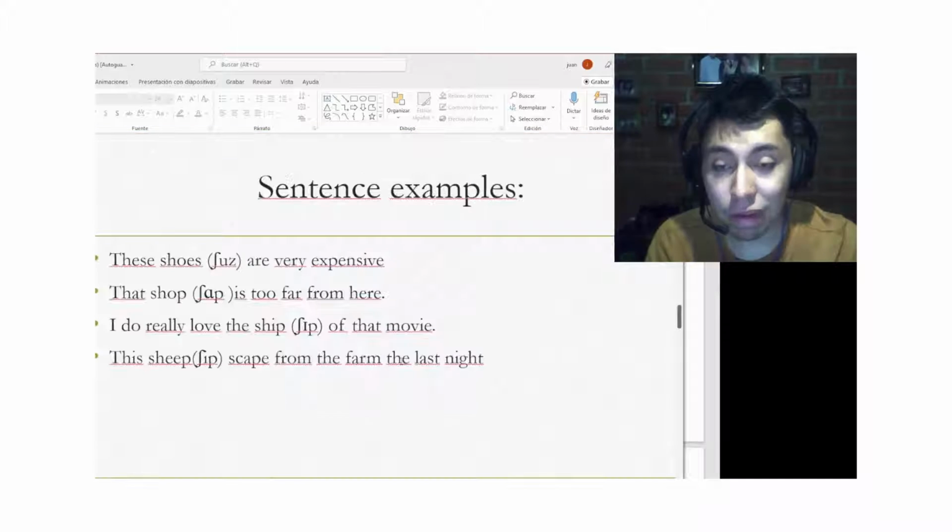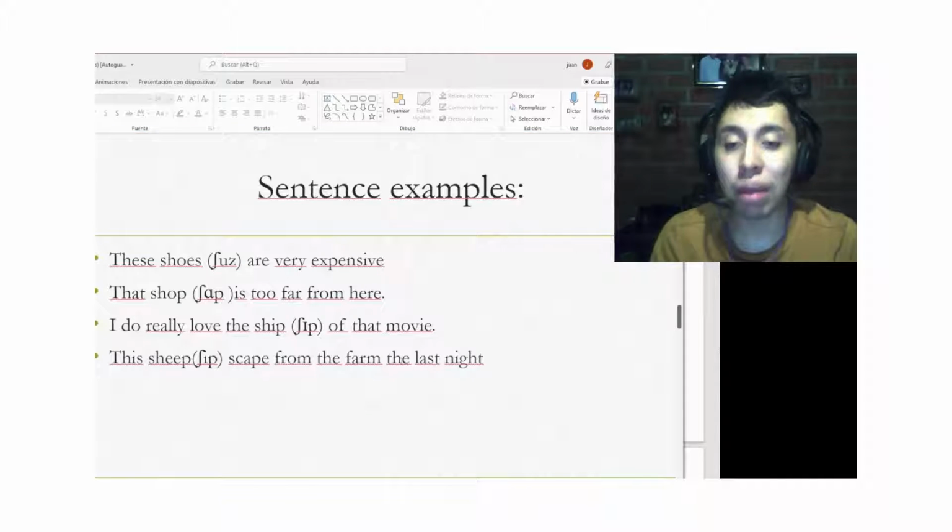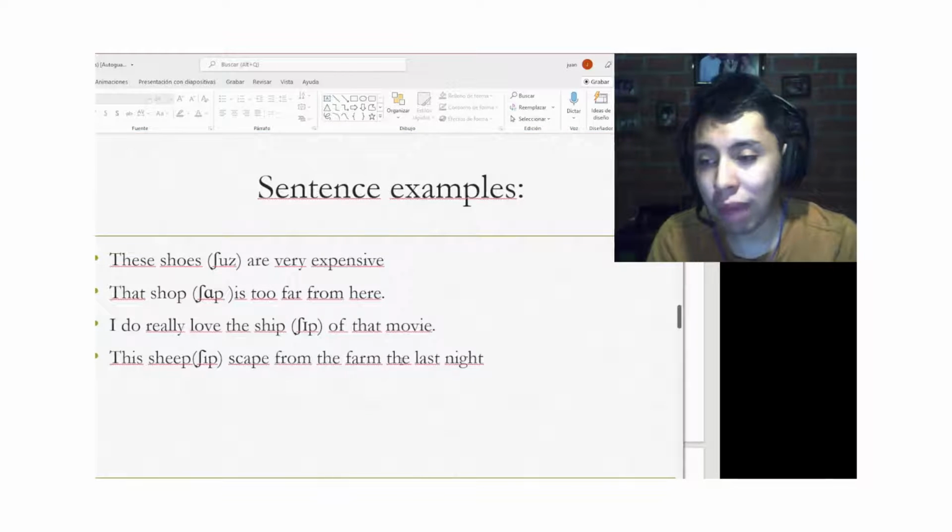Oh, I'm sorry. This is a joint illustration. All right, we have the sentence examples here. We have these shoes. These shoes are very expensive. That shop is too far from here.